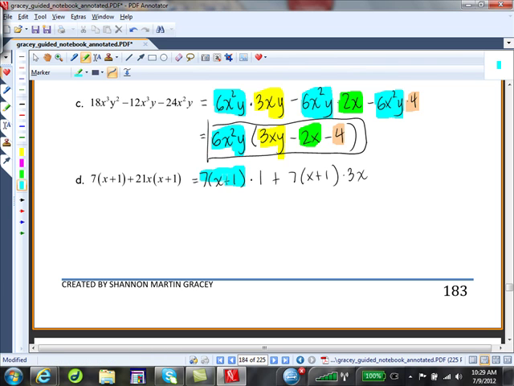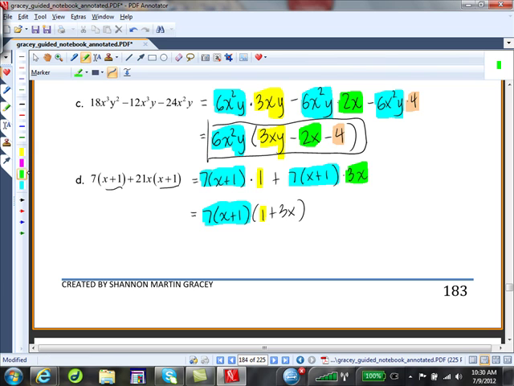So this is my a. This is my b, and this guy is my c. Always make sure when you're factoring out a binomial, which is what we did here, we factored out an x plus 1 as part of our GCF. When you do that, you need to put parentheses around that binomial. So the a is 7 times quantity x plus 1, and then the b is 1, and the c is 3x.